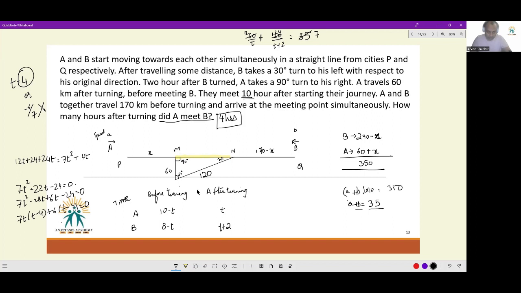And then we bifurcate the portions of the journey as per time. Before turning, A has traveled for 10 minus t hours. After turning, A traveled for t hours. Because B turned 2 hours earlier, after turning, B has traveled for t plus 2 hours, and before turning, for 8 minus t hours.